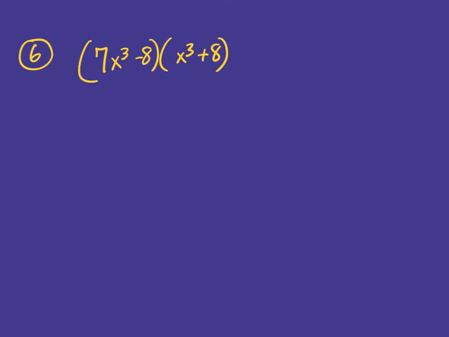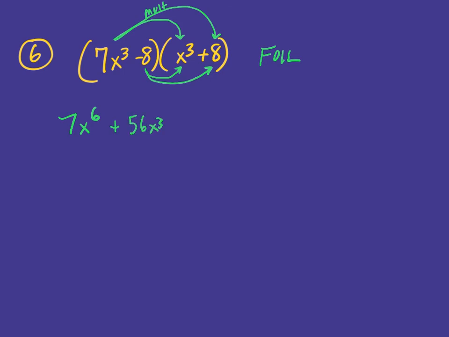Number 6, one more example of multiplying a binomial with another binomial. So again, you're going to distribute the 7x to the third. We're going to distribute the negative 8. So 7x to the third times x to the third, 7x to the sixth when we multiply. 7x to the third times 8. And then moving on to the negative 8, negative 8 times x to the third. Negative 8 times positive 8.